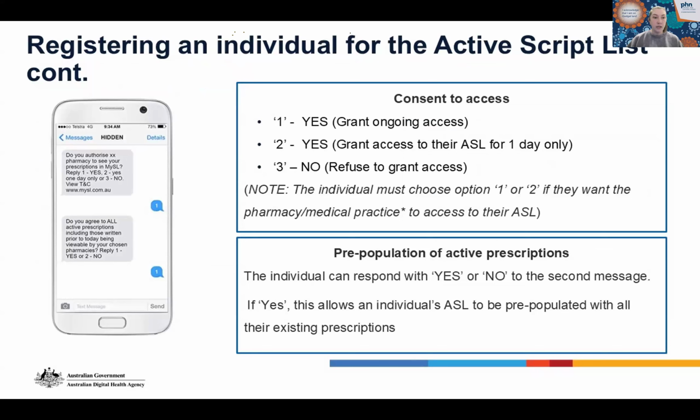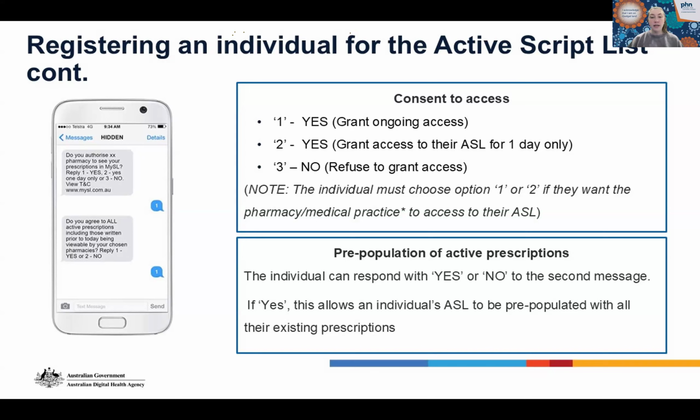So when a patient is registering for the active script list, it's important to explain to the patient that part of the ASL terms and conditions is that when a medicine is prescribed or a repeat is dispensed, it will be sent to the ASL by default. It will be added to the ASL by default, unless it is specifically requested that it's excluded from the ASL by the doctor or the pharmacist. Either the doctor or the pharmacist can do this. The registration process allows the patient's ASL to be pre-populated with all of their existing prescriptions if that's what they consent to during this process.